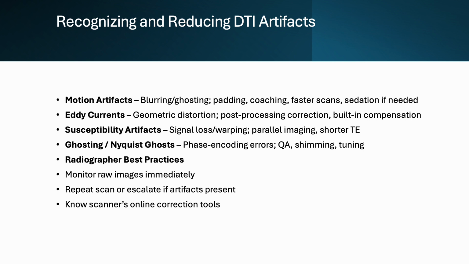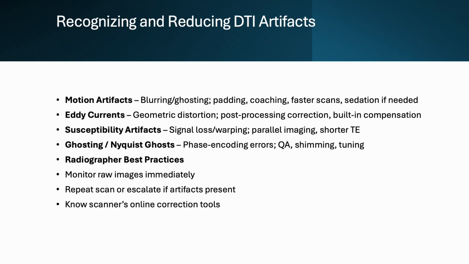So the first artifact is motion artifacts, and these are the most frequent. These are seen especially in children or patients with cognitive impairment. They appear as blurring or ghosting. And the best strategies here include good patient padding, clear coaching, and using faster sequences, which with DTI might not always be possible. So if necessary, please sedate the patient.